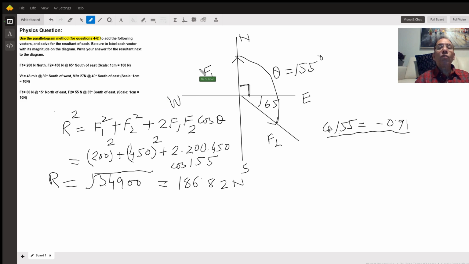So the basic rule for getting the resultant of two vectors is the formula R squared is equal to first vector squared plus second vector squared plus twice of first vector multiplied by second vector multiplied by cos theta, where theta is the angle between the two vectors. So this is how this can be solved by using the law of parallelogram of vectors.